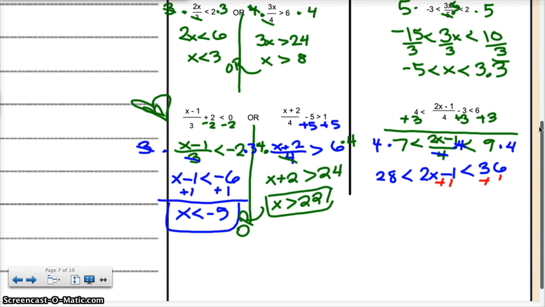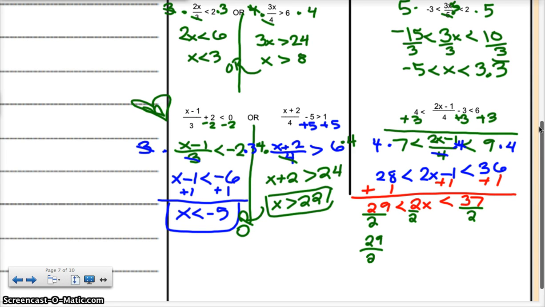Add 1, add 1, add 1. Again, maintaining balance. 29 is less than 2x, which is less than 37. And now I'm going to halve them. I have to divide everything by 2. Divide by 2, divide by 2, divide by 2. And then I would just leave it like that. 29 halves is less than x, which is less than 37 halves. Okay?